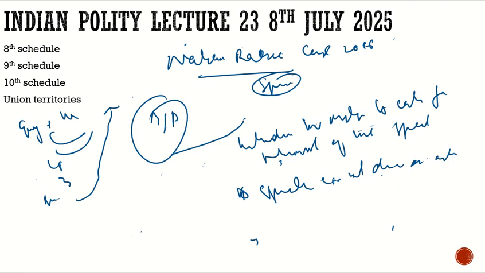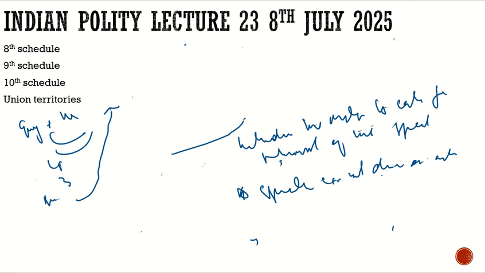And it was made very clear that it is in line with the Constitution, and it is something in line with the concept of democracy. So with this, in a nutshell, the 10th Schedule is over. Now let's move to the last topic of today's discussion, which is the union territories.